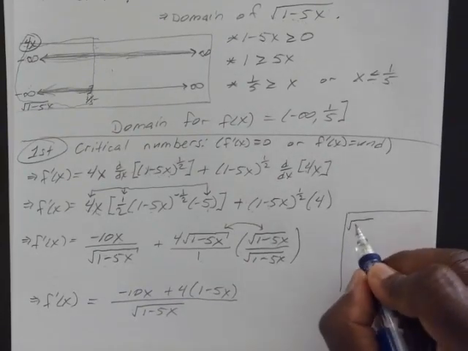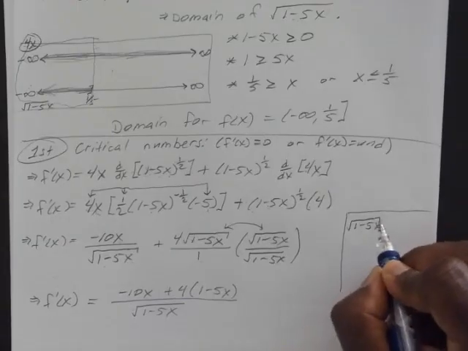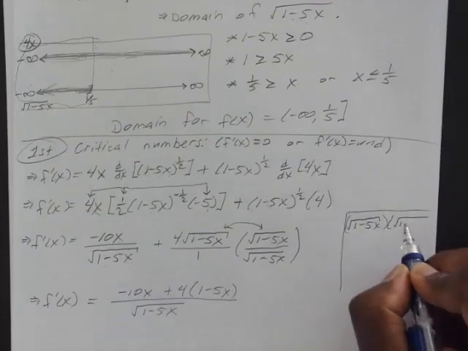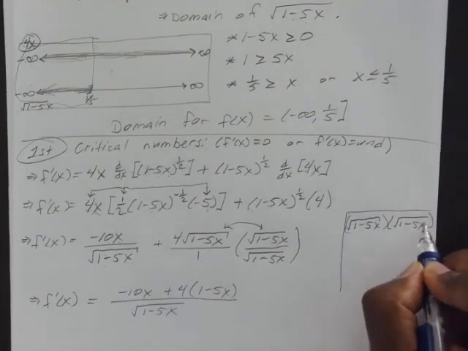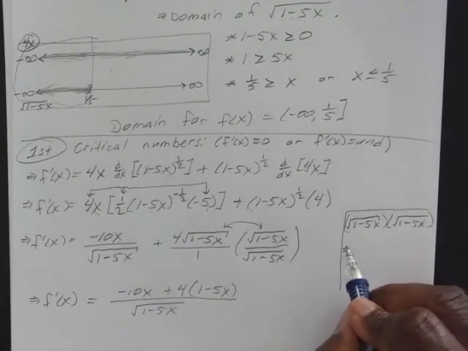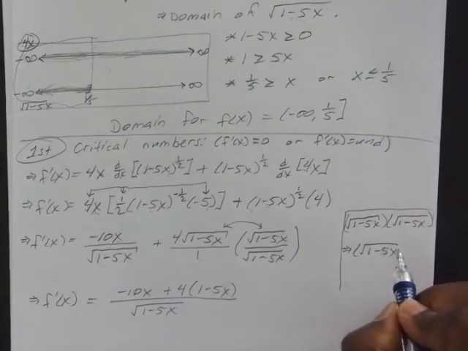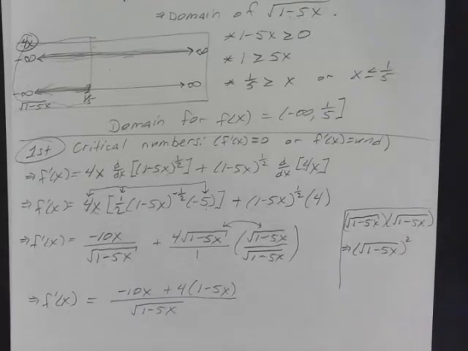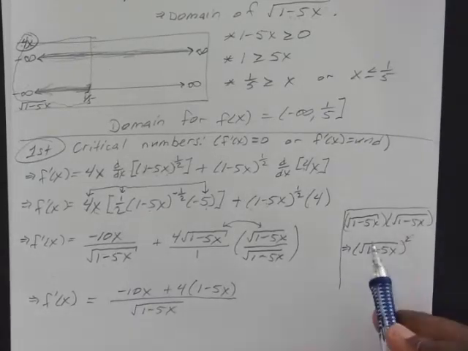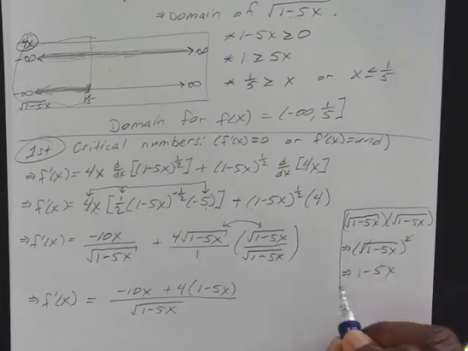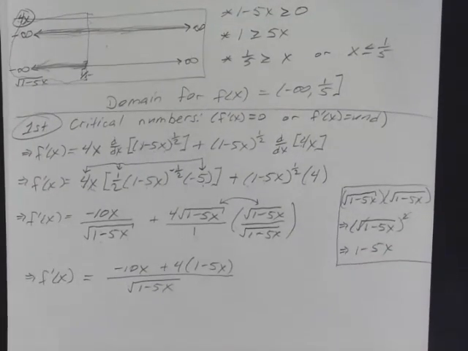Okay, so the square root of 1 minus 5x times square root of 1 minus 5x. We can rewrite that as the square root of 1 minus 5x squared, where the square and the square root cancels out, leaving just 1 minus 5x. So that's how those two just become that one.